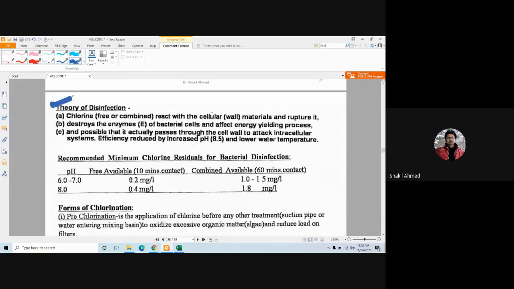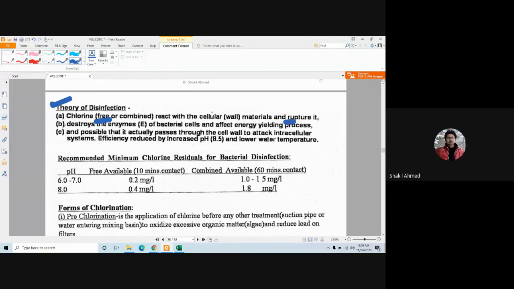Theory of disinfection. Now, how do these species destroy pathogens? First of all, chlorine, either in free or combined form, reacts with the cellular wall material of the virus or bacteria. They react with the cellular wall and rupture it. Rupture means breaks it down. Is it clear? So the chlorine residuals break down the cell of the bacteria or virus.